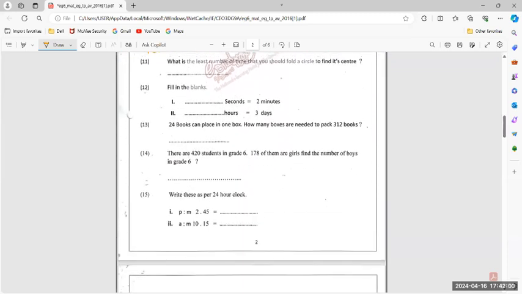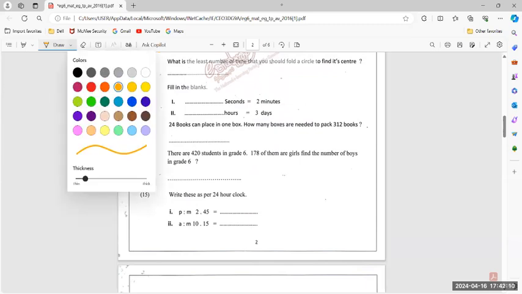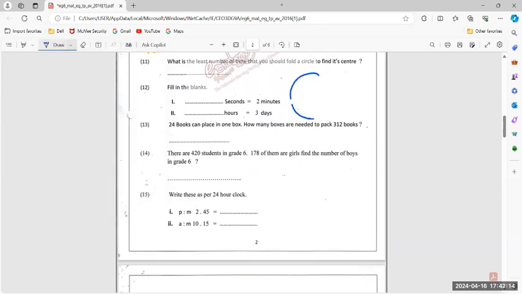Next one is, what is the least number of times that you should fold a circle to find the center? If you want to find the center of a circle, you have to fold it this way and this way. Then you can find the center. So the least number of times is 2.